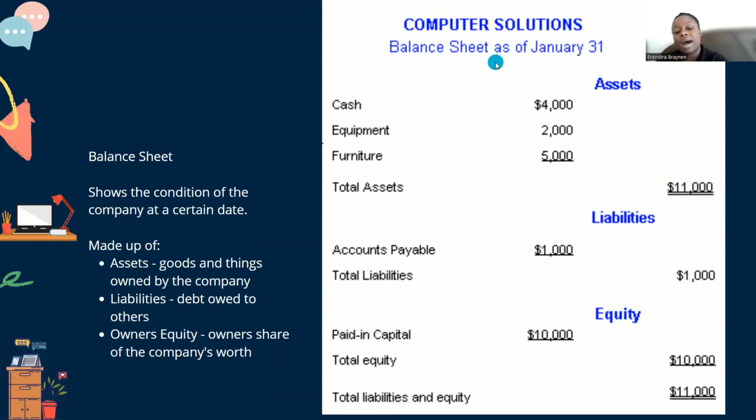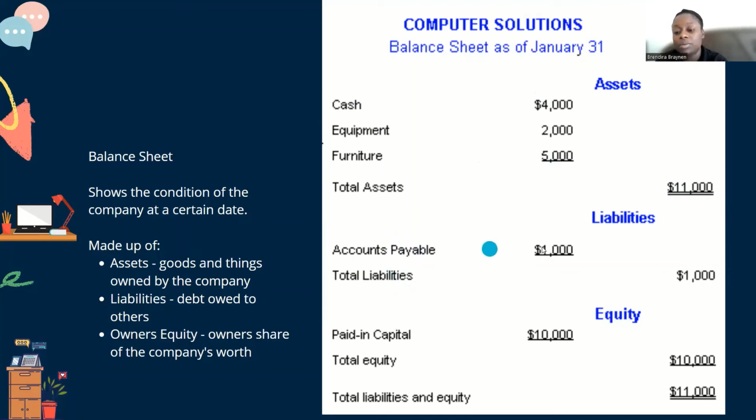And so what the balance sheet is going to show me are the main categories like assets, liabilities, and owner's equity. Assets are goods and things that are owned by the company used to make money. And that includes things like cash, equipment, furniture. When we add them up together, see the line again? We add it up together to get this $11,000. And my assets are by itself. It's fine. It's a double underline. It's perfect. It's done.